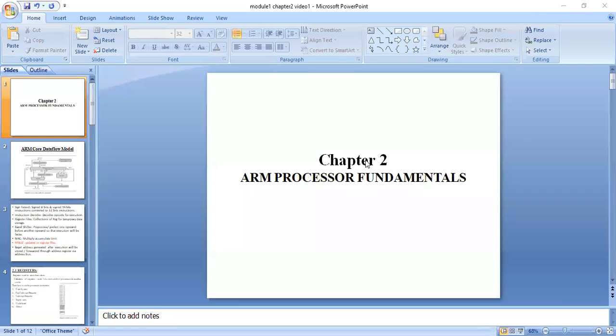Okay, so let's continue with Chapter 2, ARM processor fundamentals. In this chapter, we are going to study the fundamental parts or the components of ARM as a processor. In future we will add some of the facilities or some of the interfaces to the processor, and we will get there.